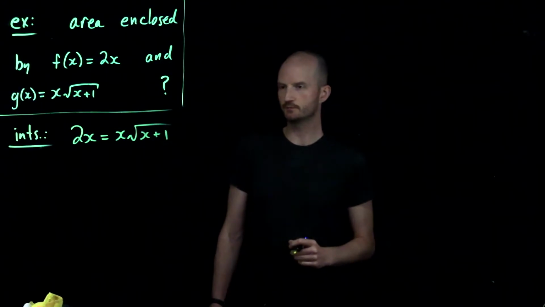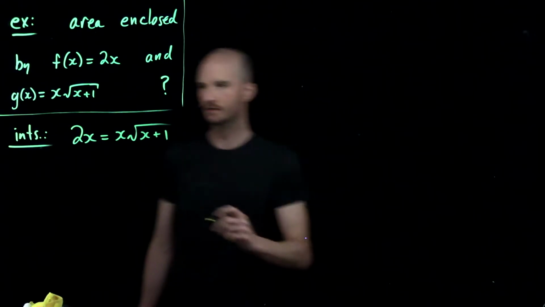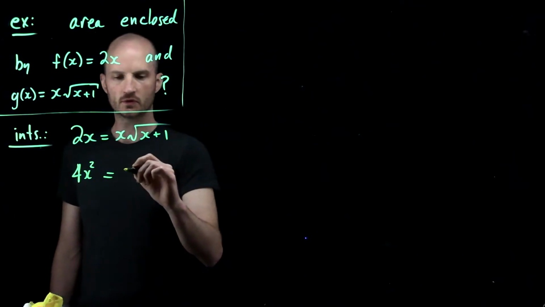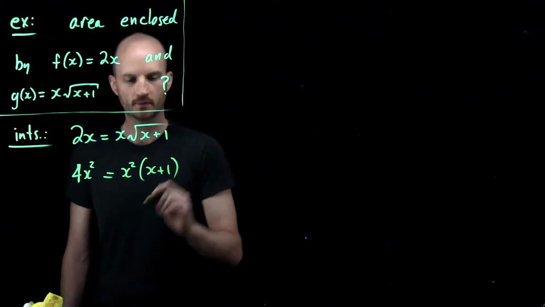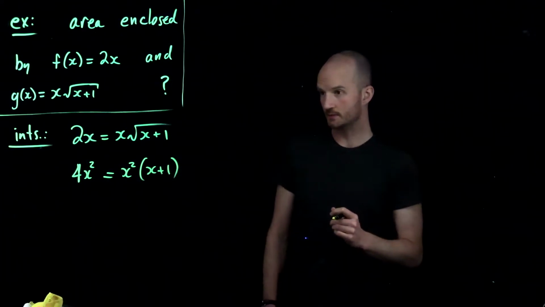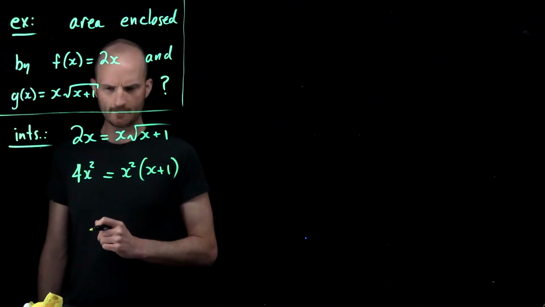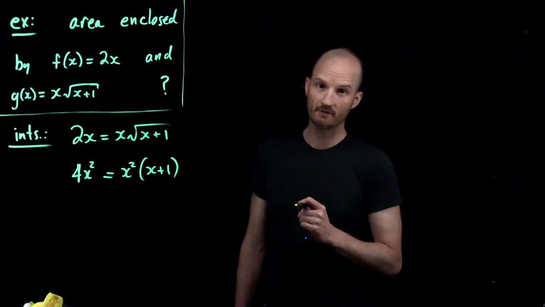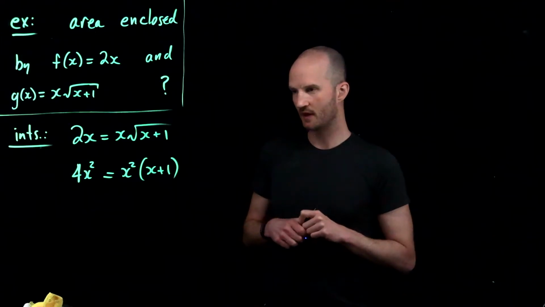And try to solve. So what I'll do is I'll square both sides. 4x squared is equal to x squared times x plus 1. So I squared both sides. And what should I do next? Well, I want to solve by factoring. Always for a polynomial equation, try to solve by factoring.